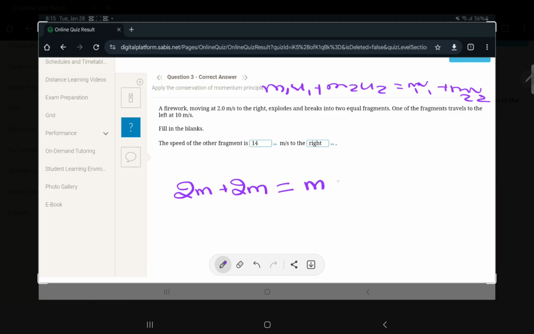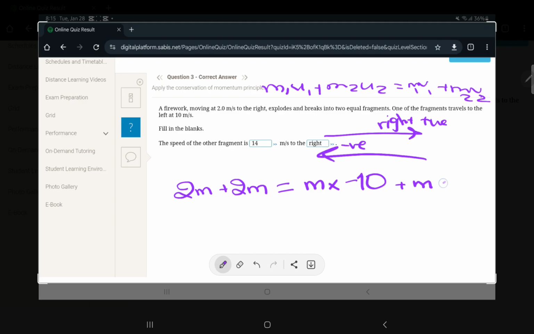m times negative 10. The reason I put negative is because at the beginning we chose the right to be positive, right? It's positive, we chose it, okay? So if it's moving to the left, left is now the negative, so it's negative 10 plus m times v, which is unknown.